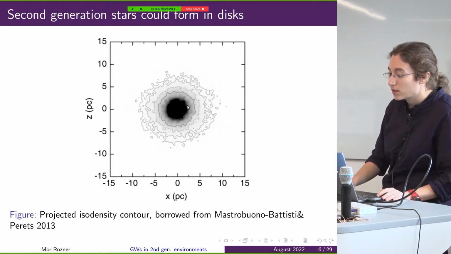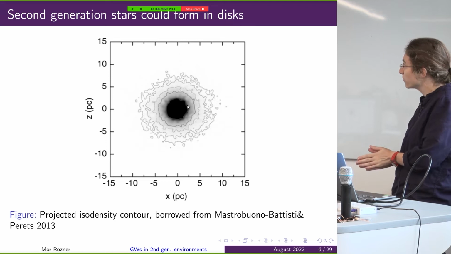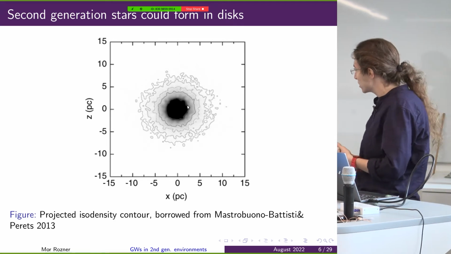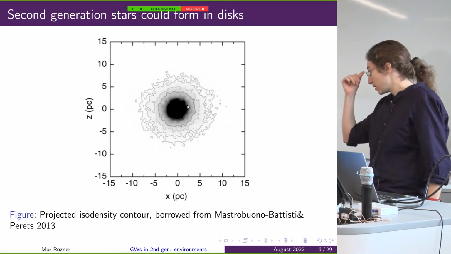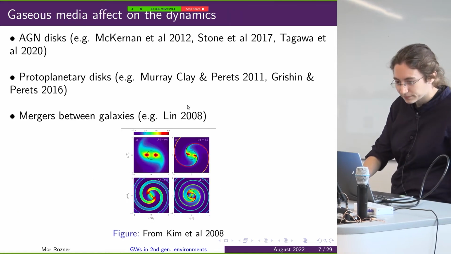Okay. And maybe another interesting feature is that the second generation of stars could be formed in disks rather than in a spherical configuration, and it will tweak a bit the velocity dispersion.